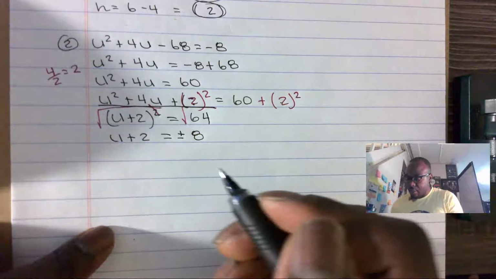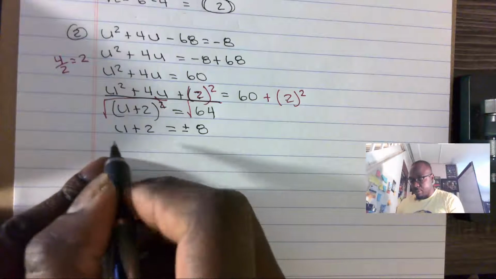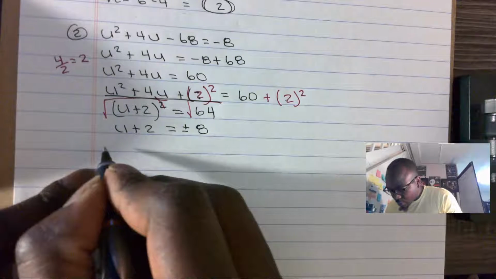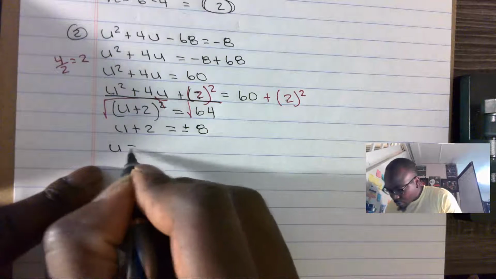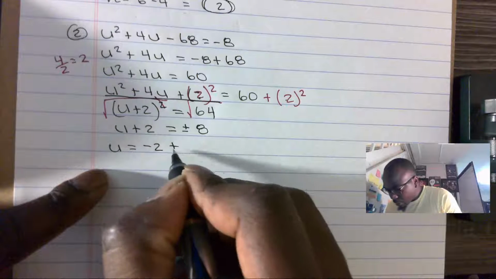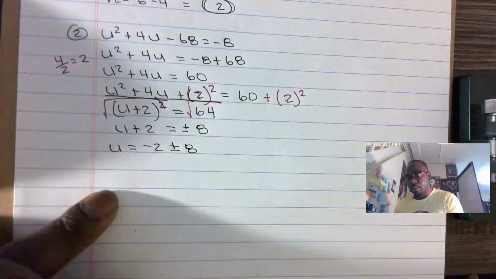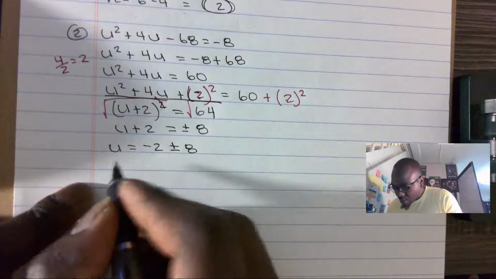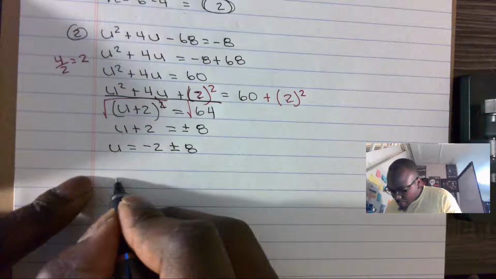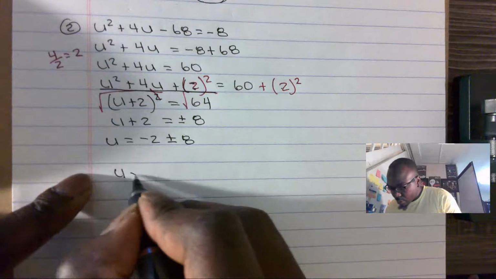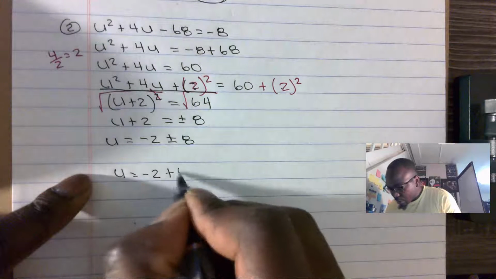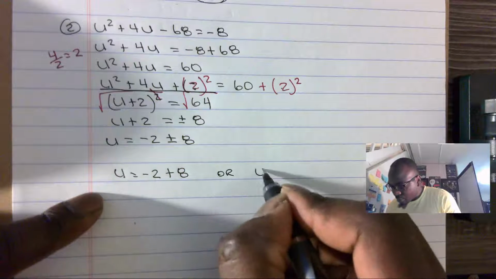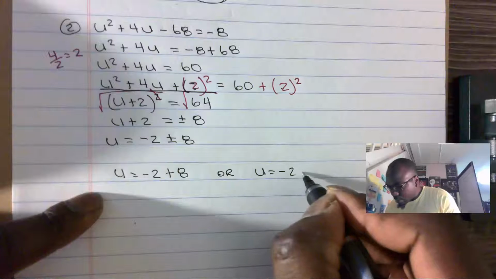Now remember, again, I'm solving for what? I'm solving for u, so I'm going to subtract 2 on both sides to get u by itself. So u is equal to negative 2 plus or minus 8. From here, I have two options. Option 1, u is equal to negative 2 plus 8, or option 2, u is equal to negative 2 minus 8.